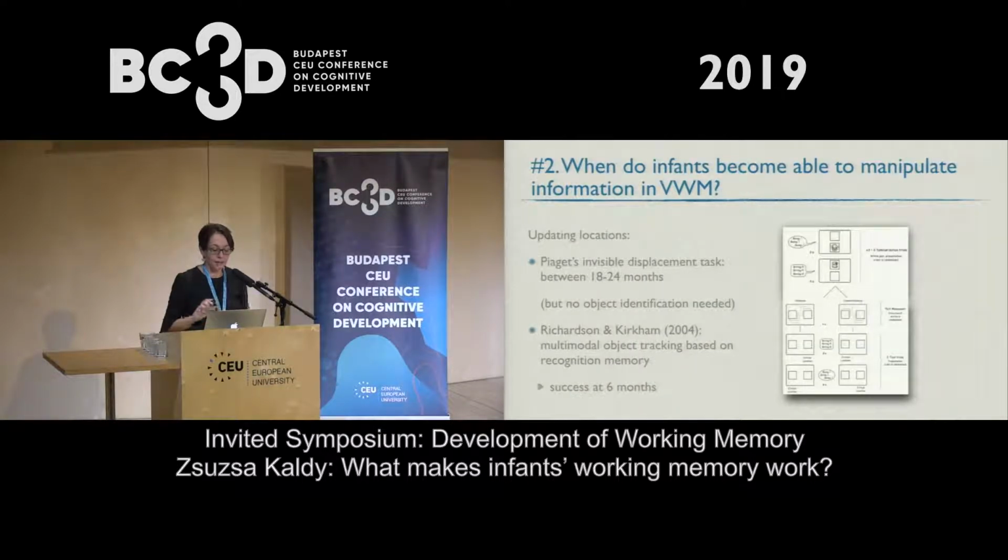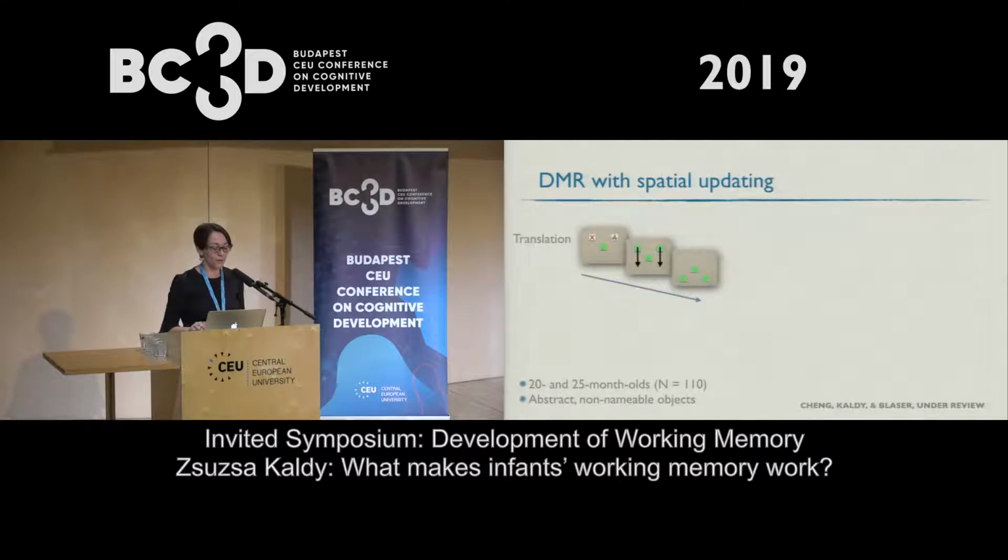I'll be really fast because I only have 5 minutes. I wanted to show you our manipulation experiment. It's basically a version of an invisible displacement task a la Piaget, except that we have two objects. So instead of just tracking where the one thing went, you have to remember where each one of those things is while those hiding locations are being moved. So I'm going to quickly go through this.